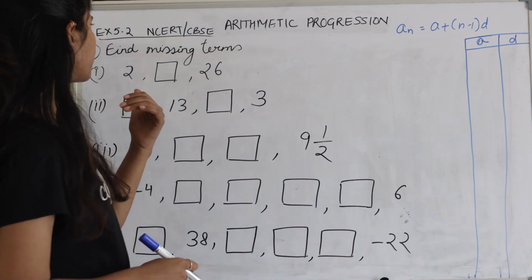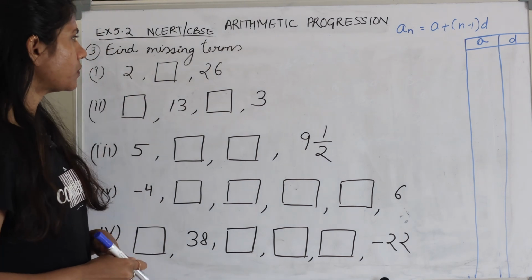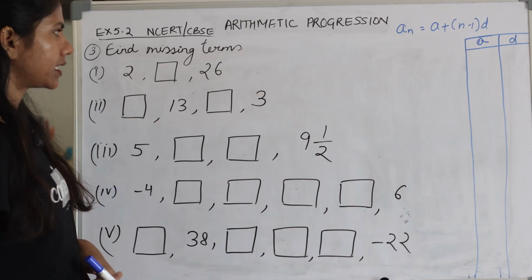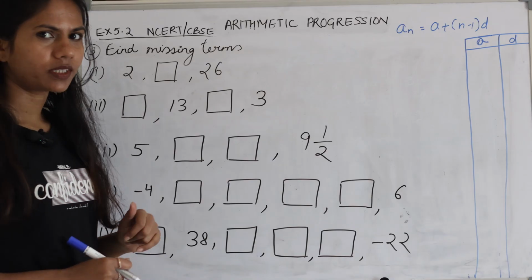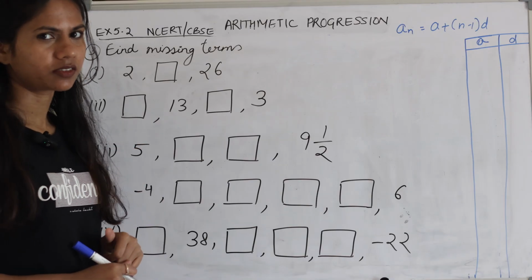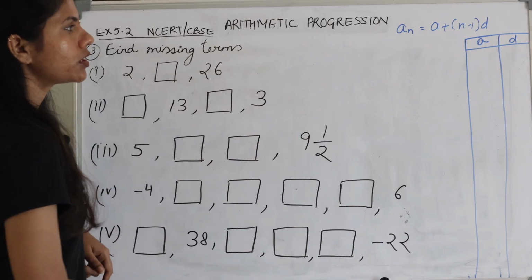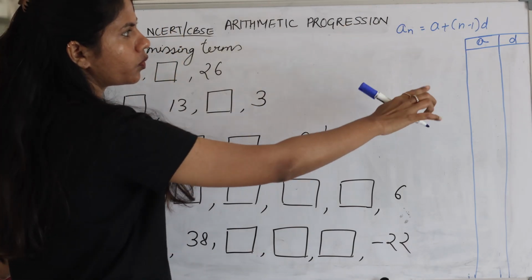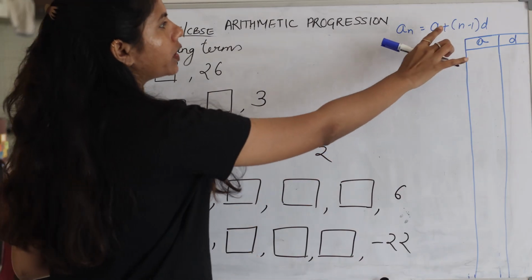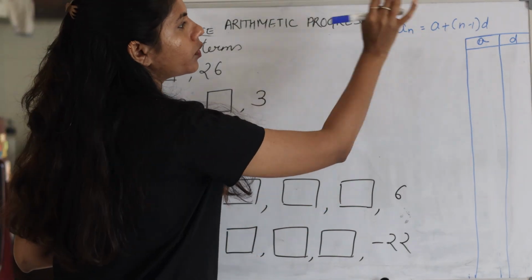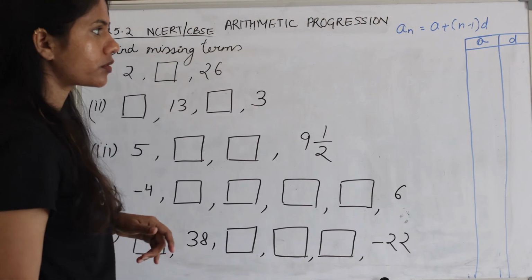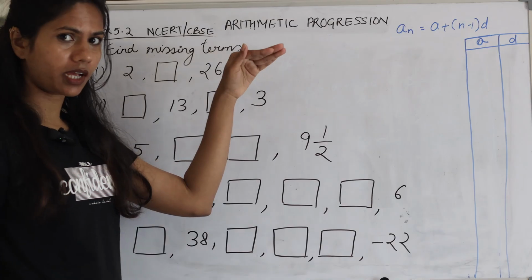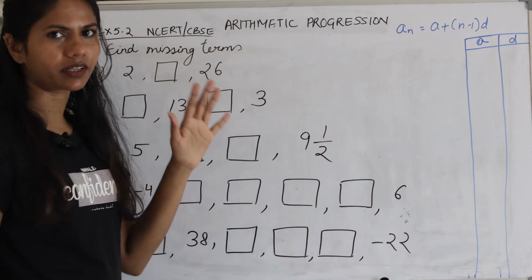Hey all, let's start with the third question. Here we have to find the missing terms, and I'll tell you one thing, this might be a little challenging. Why? Because to find the nth term, we need three variables: one is the base term a, one is n, and one is the common difference d. If we have all three in place, then we can figure it out.